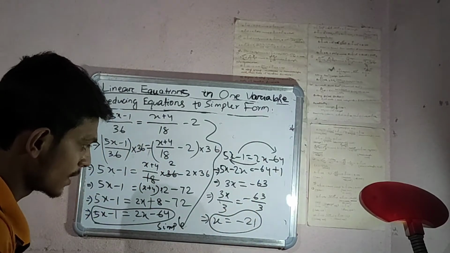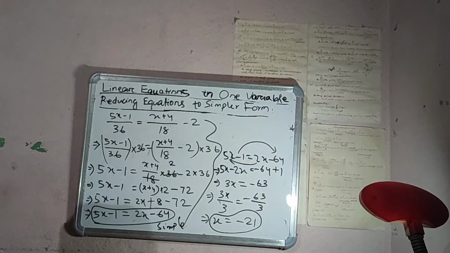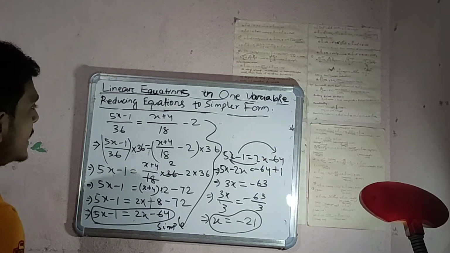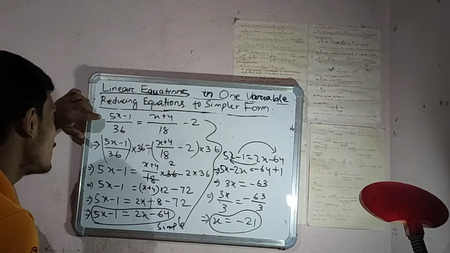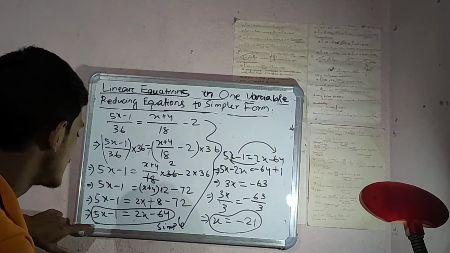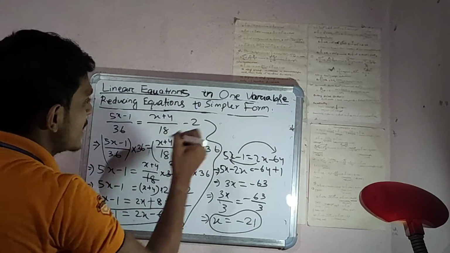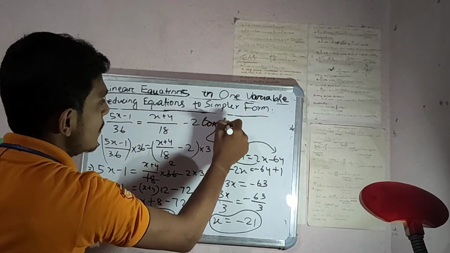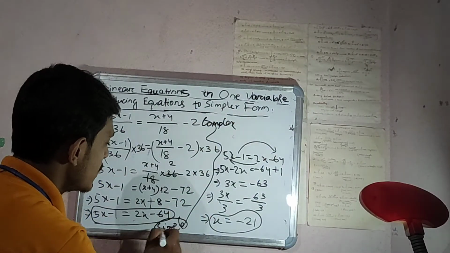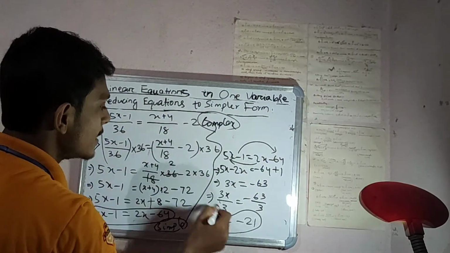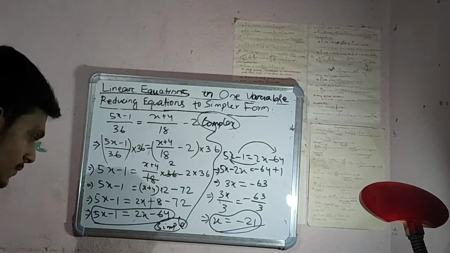Okay. So in this way, we can solve the equation starting from complex to simpler and then we solve. This is the complex form. This is the simpler form. And we can solve.